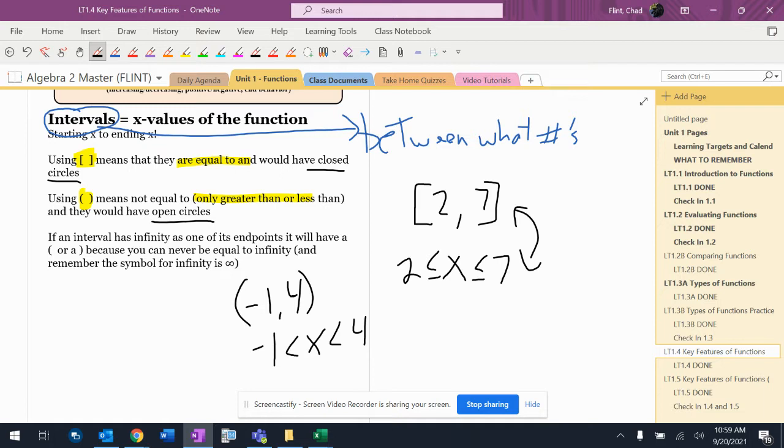One of the big things to remember is that whenever you have an infinity, because some stuff will just go off forever, it has to have a parenthesis, because you cannot ever be equal to infinity. It's just a concept that it goes on and on forever. And that's the symbol for infinity. So if you had something that happened from 1 to infinity, you would never put a bracket there, and that would mean that 1 is less than or equal to x, which is less than infinity. So that's what we've got happening there.